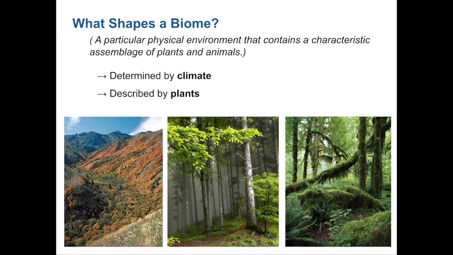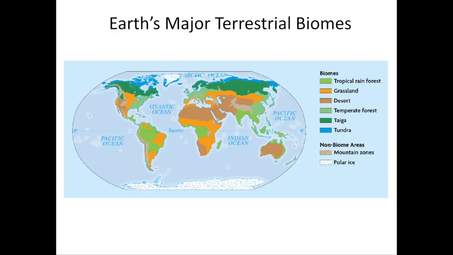So they are going to be determined by their climate and then typically described by the plants that live there. When we say climate, what are we talking about? We're talking about the temperature and precipitation that that area gets. So here is a map with Earth broken down into major terrestrial biomes.